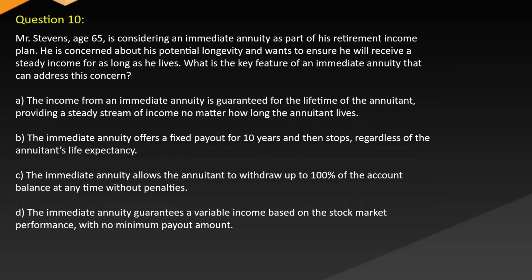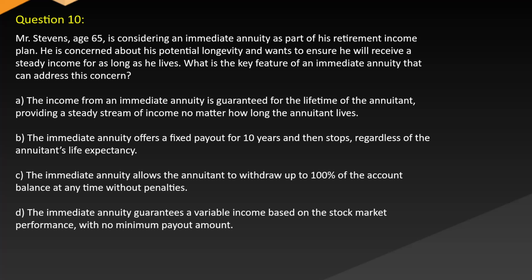Question 10. Mr. Stevens, age 65, is considering an immediate annuity as part of his retirement income plan. He is concerned about his potential longevity and wants to ensure he will receive a steady income for as long as he lives. What is the key feature of an immediate annuity that can address this concern? A. The income from an immediate annuity is guaranteed for the lifetime of the annuitant, providing a steady stream of income no matter how long the annuitant lives.